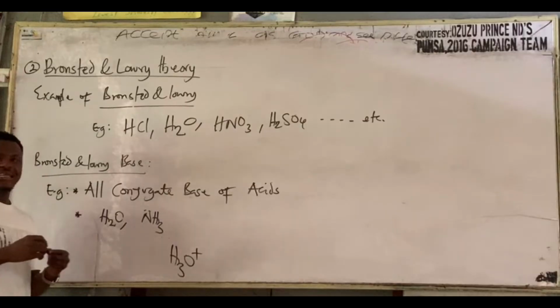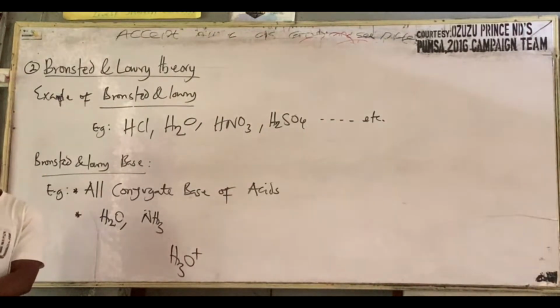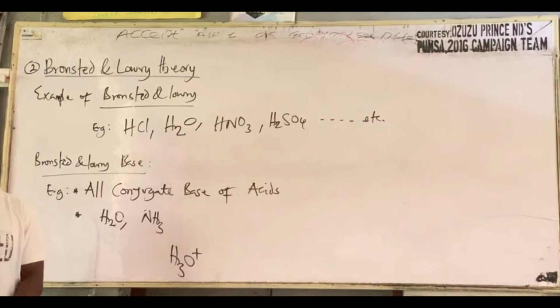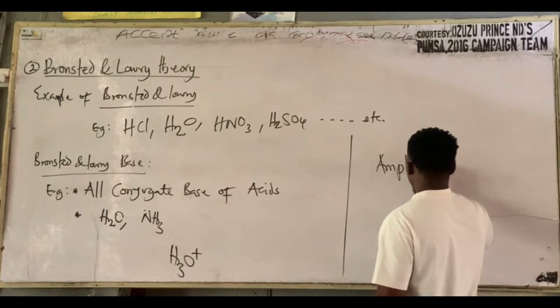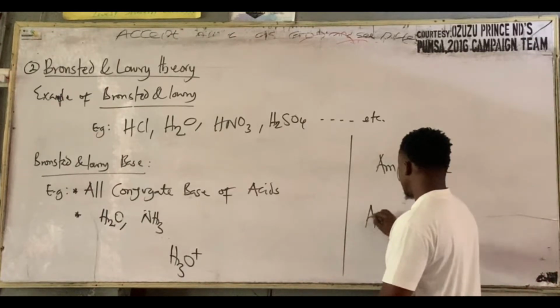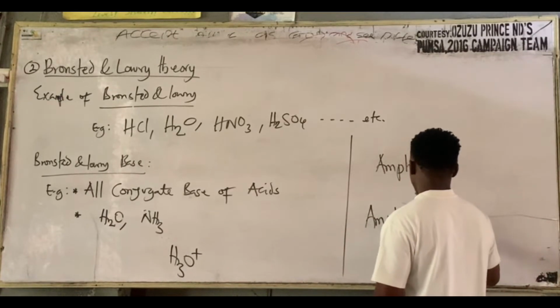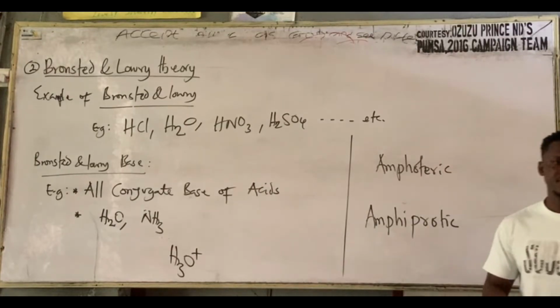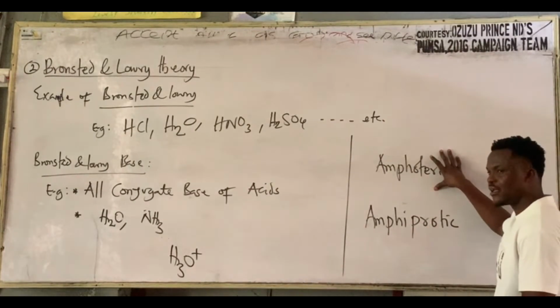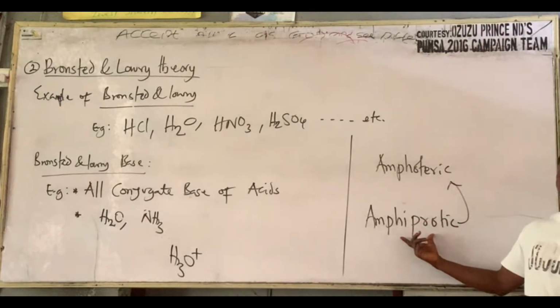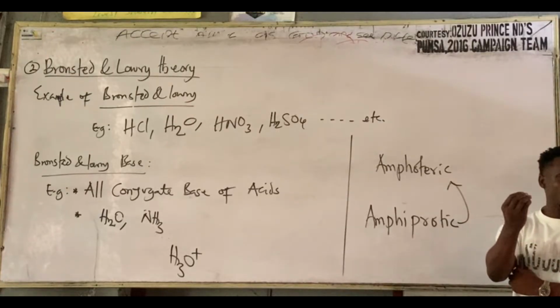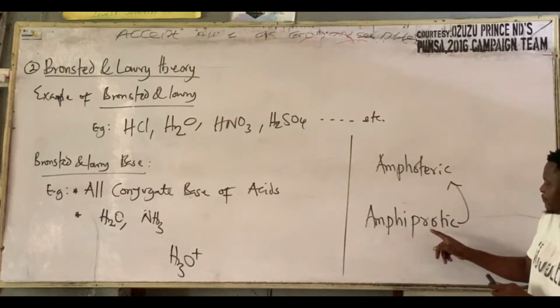So compounds that can exhibit both acidic properties and also basic properties are known as what? Amphoteric. Now, there's what we call amphoteric, and there's also what we call amphiprotic. Alright? Now, what is the difference between amphoteric and amphiprotic? I'll explain. All amphiprotic are what? Amphoteric. Now, this one is simply a substance that can donate a proton and can also what? Accept a proton. This one is basically based on protons.